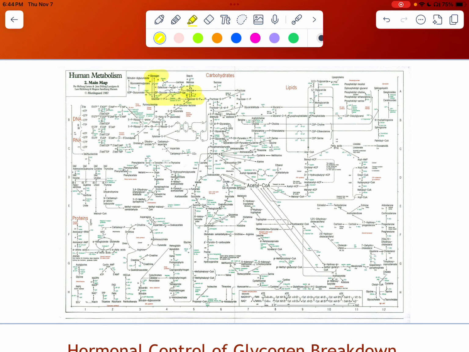In this video, we really want to focus on the regulation of this glycogen breakdown. The enzymes involved can be controlled both through covalent modification and allosteric effectors, so we're going to be looking at both of those.